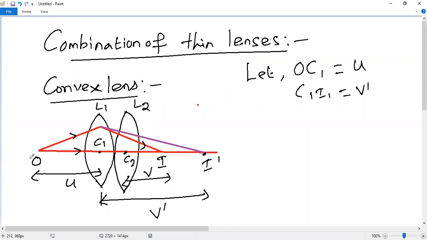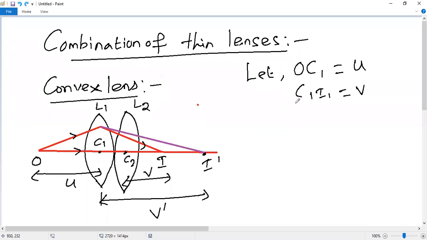Listen everyone, this is very important. I will keep the object here. This is the position of the object. This object forms an image. That is the lens 1 image. For example, consider this is the image. Now, this image only is the object for the second lens. Clear? The first lens image will be the object for the second lens. So based on these conditions, we'll discuss one by one.